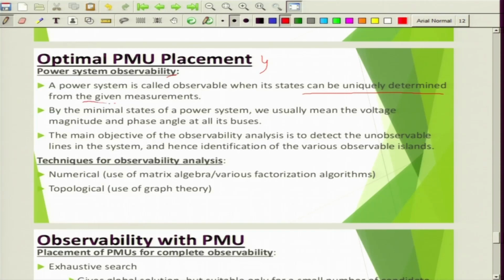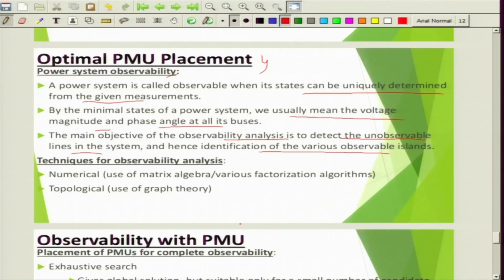A power system is called observable when its states can be uniquely determined from the given measurements. The entire power system is visible only when all the states are known to me. By the minimal states of a power system, we usually mean the voltage magnitude and phase angle at all its buses. The main objective of the observability analysis is to detect the unobservable lines in the system, and hence identify the various observable islands. So there could be one PMU taking care of the measurement of multiple bus voltages and phase angles, making the other bus voltages, where the PMU is not present, still visible to us.